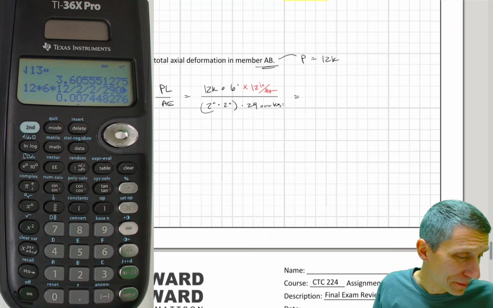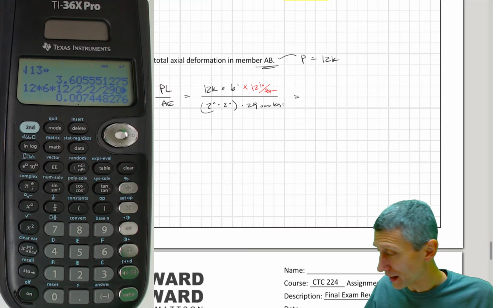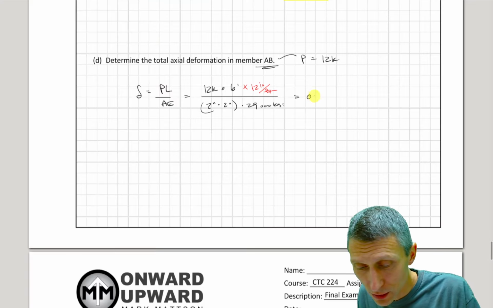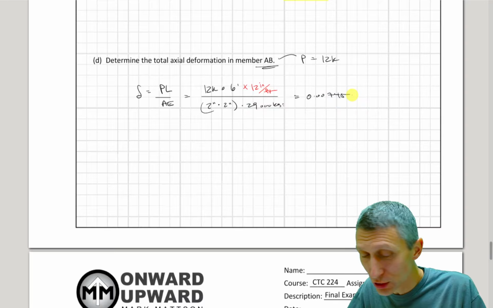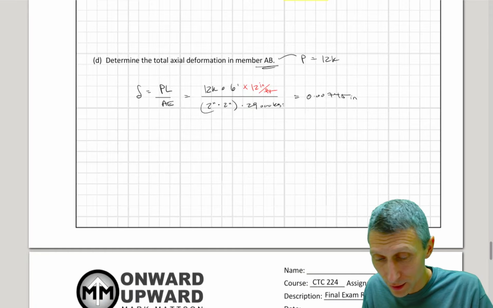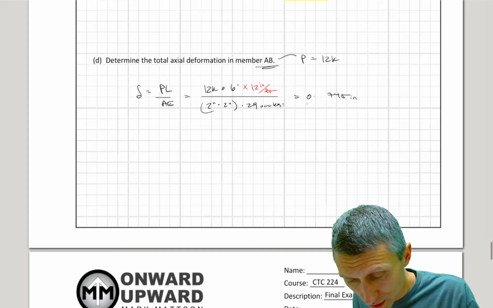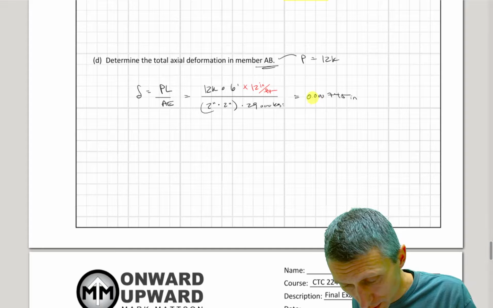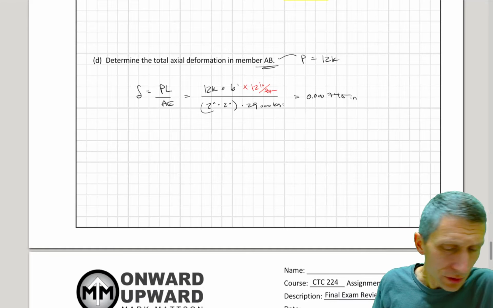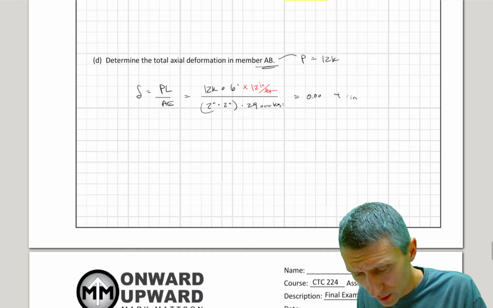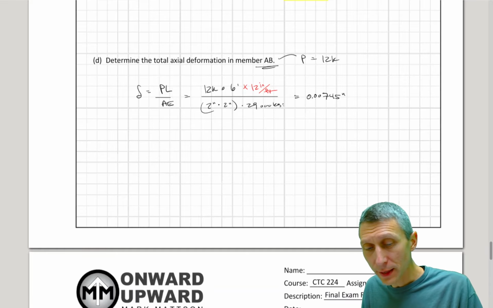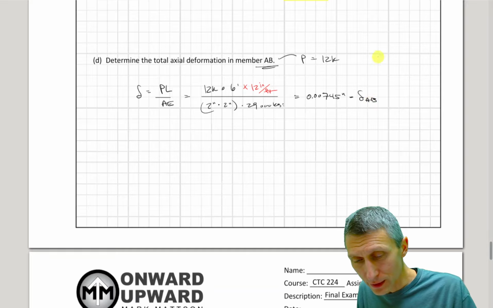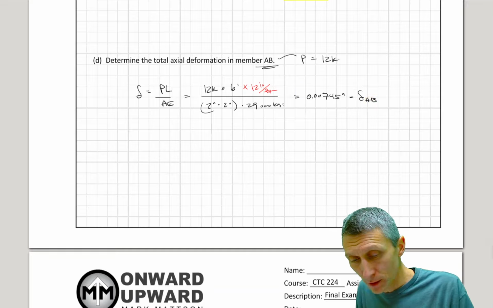So if I put this all in, I get 0.00745. I mean, not a big number by any means. 0.00745 inches, and that's a small number. It's a very small number. Okay, I lost a zero even. It's only 2 zeros. I was wrong. Okay, so 0.00745 inches. So a small number, but that's going to equal my delta for AB, the change in axial length of AB.